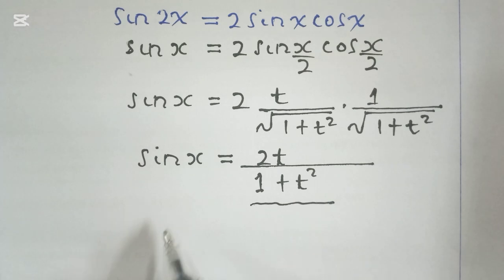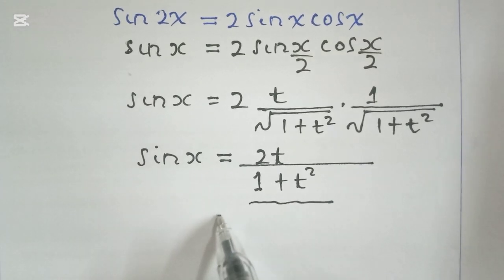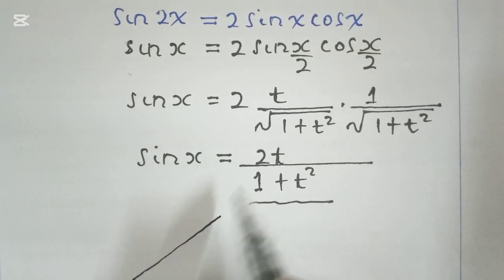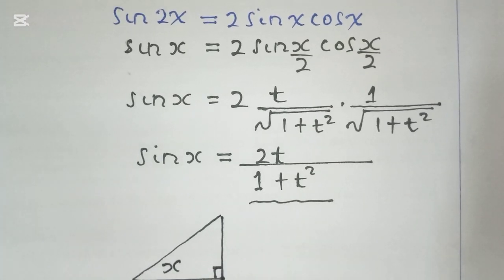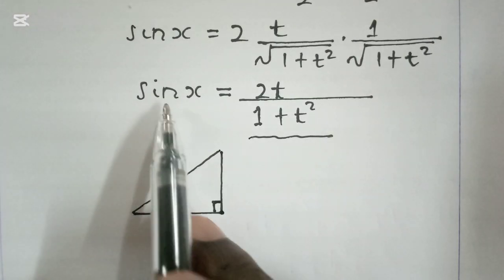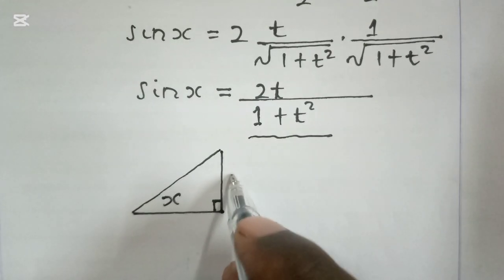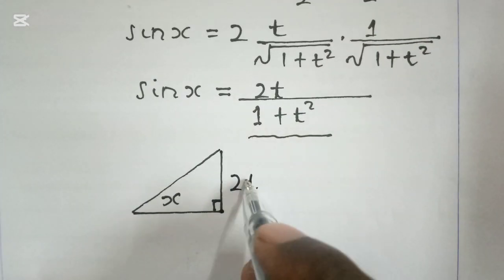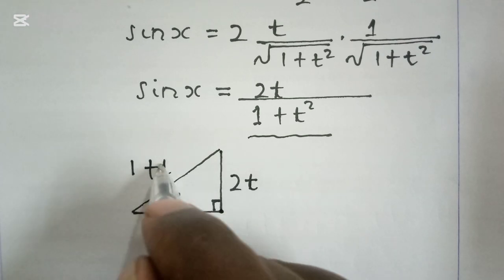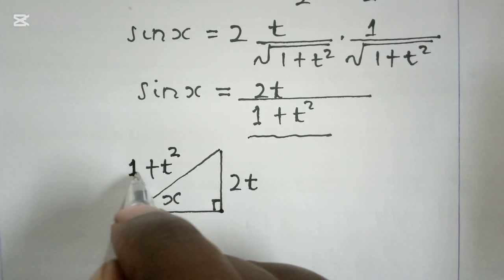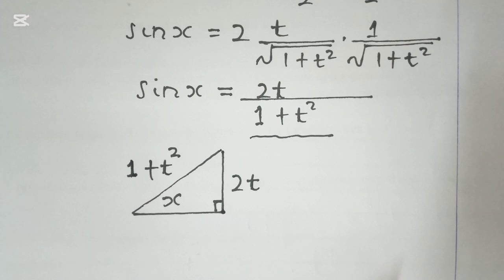I can draw another right angle triangle there, and in this right angle triangle, guys, I'm going to represent my information on sine x. So we can put x there, and we say sine x is opposite, which is 2t, all over hypotenuse, which is 1 plus t squared, like that. So guys, with that, we can look for the adjacent.